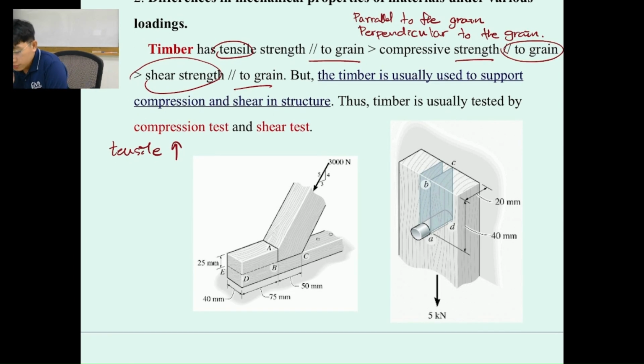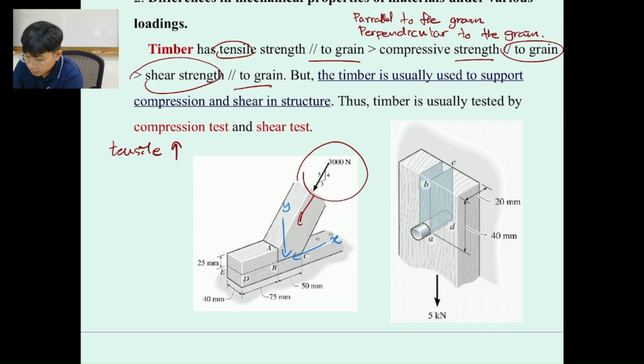And if we look at these figures, we can see that there will be some load subject to this point. Then if we draw a free body diagram, you can see that there will be some force produced in the y-axis, and this one is going to produce in the x-axis. This force is going to produce shear stress in the wood, and this one is going to produce compression stress in the wood.